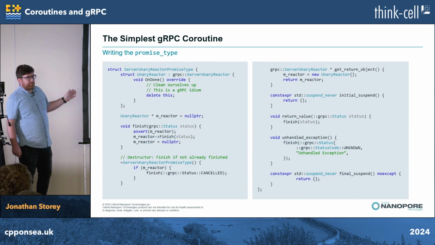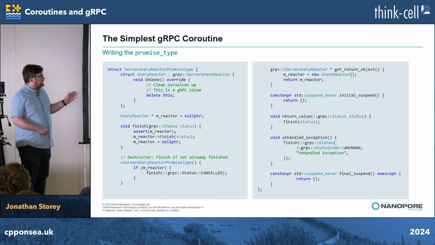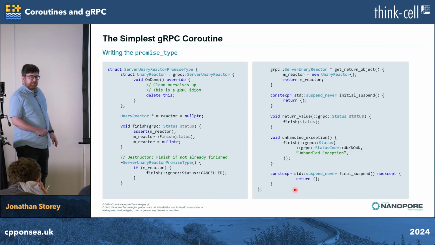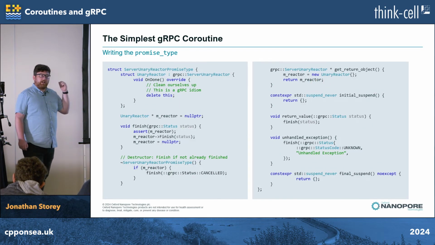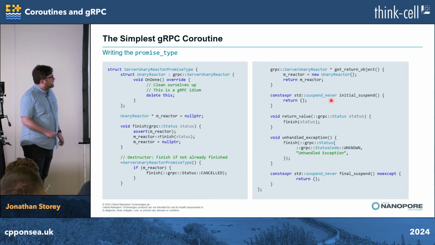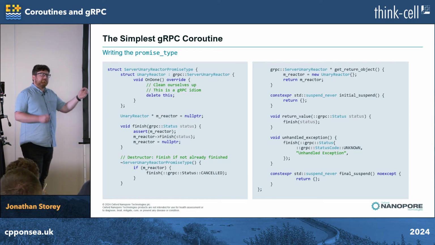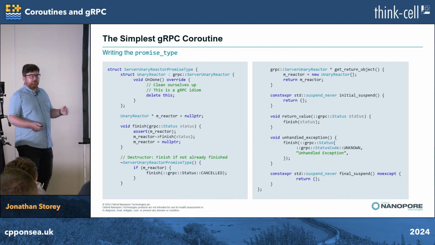So this is what the promise type looks like, and it's been split into two halves here. On the right-hand side, you've got the coroutine machinery that we saw before, these 5 functions. When we get the return object, we make a new unary reactor and return the reactor. That's very similar to the code we saw for the reactor before. Initial suspend, we suspend never, because we're already on an executor, and also the gRPC library doesn't know about coroutines like this, so it wouldn't know to resume us. So we need to get going immediately, but it's okay because we're already on the executor.